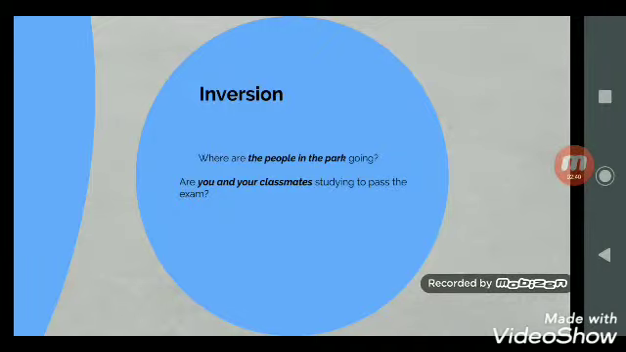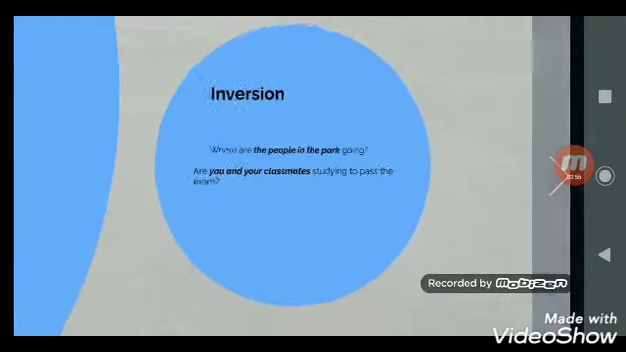So for questions, we need inversion, okay? Our questions in English shouldn't begin with the subject, but with the verb. Where are the people in the park going? And are you and your classmates studying to pass the exam? Are you, by the way?